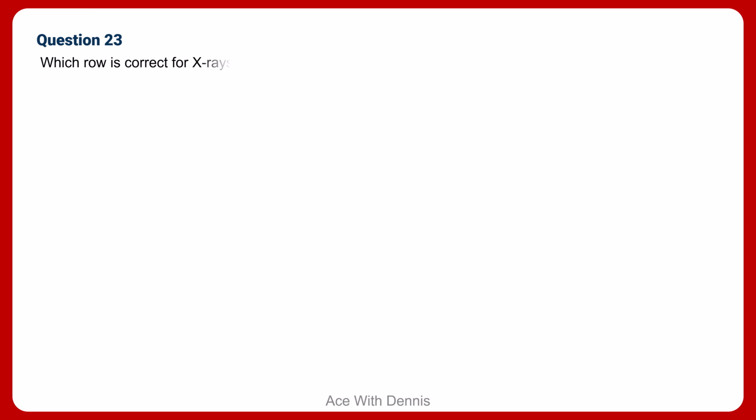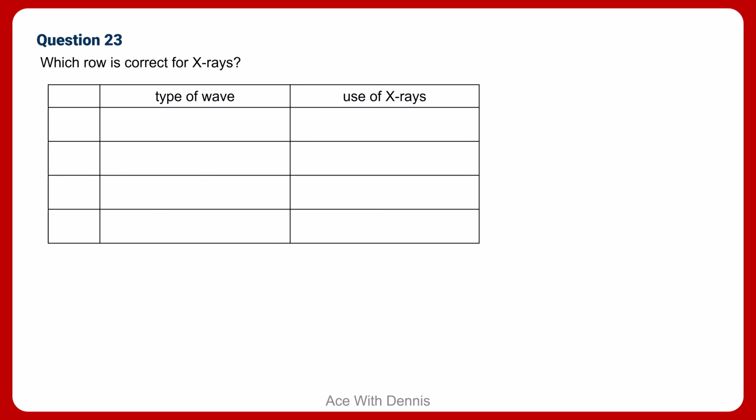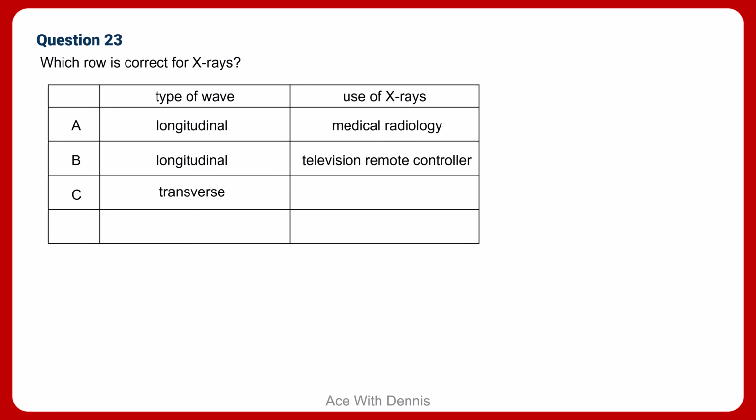Question 23. Which row is correct for X-ray? A. It is a longitudinal wave. The use of X-rays is in medical radiology. Option B. It is a longitudinal wave and the use is on television remote controllers. Option C. It is a transverse wave and the use of X-rays is in medical radiology. Option D. It is a transverse wave and the use of X-rays is on television remote controllers.